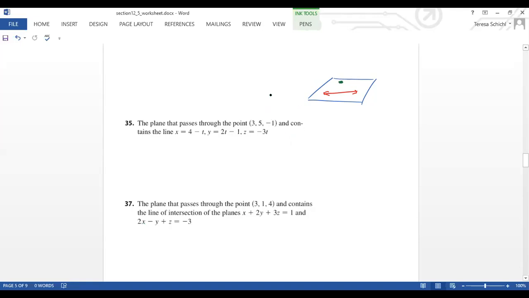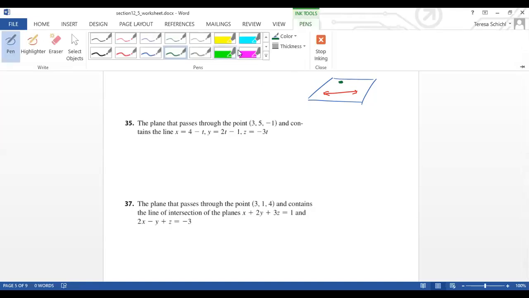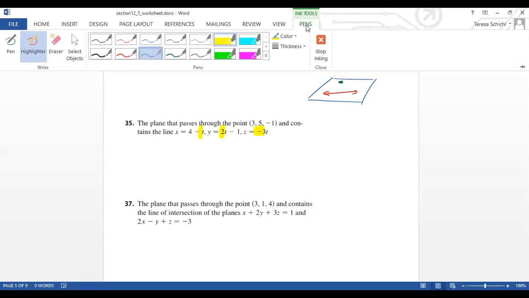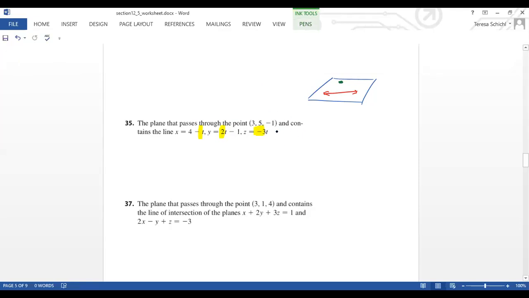The first thing is, because of this line here, I know the direction, because the directional vector will be the constants in front of the t. So what is the directional vector for this line? The v will be -1, 2, and -3, correct?